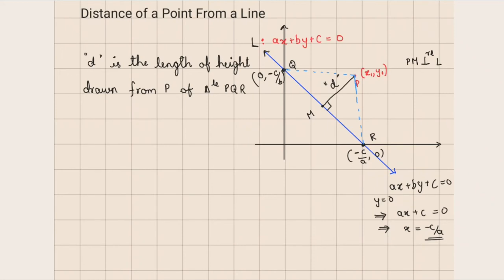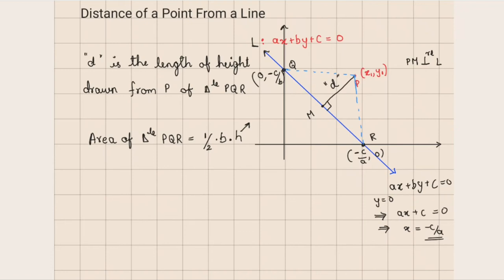Okay, but we know that area of triangle PQR equals half into base b into height h. Height is nothing but D, which we need to find. Base is nothing but QR. So we know Q and R, so we'll get the QR distance by using the distance between 2 points formula. And we know the area also. If we equate this area and the area which we got from these 3 points, then we will get D.